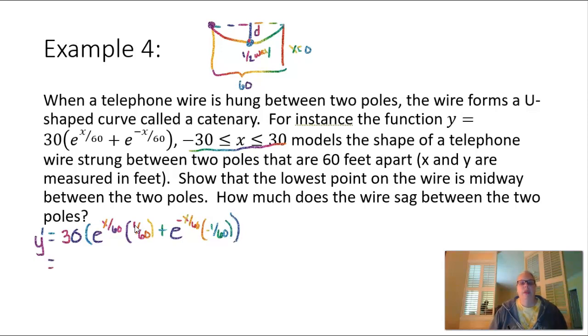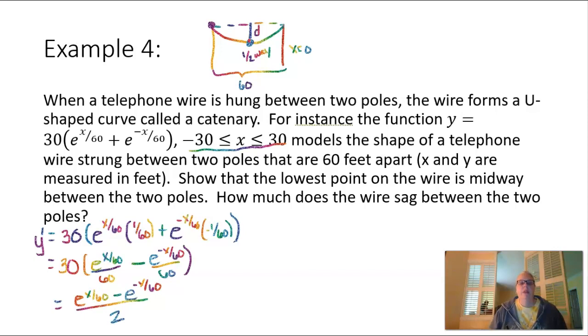This is going to give me 30 times e to the power x over 60 minus e to the negative x over 60. And then this will actually reduce because 30 can go into 60. So we'll have e to the power x over 60 minus e to the negative x over 60 power, and then this is going to be over 2. And there's going to be our first derivative.